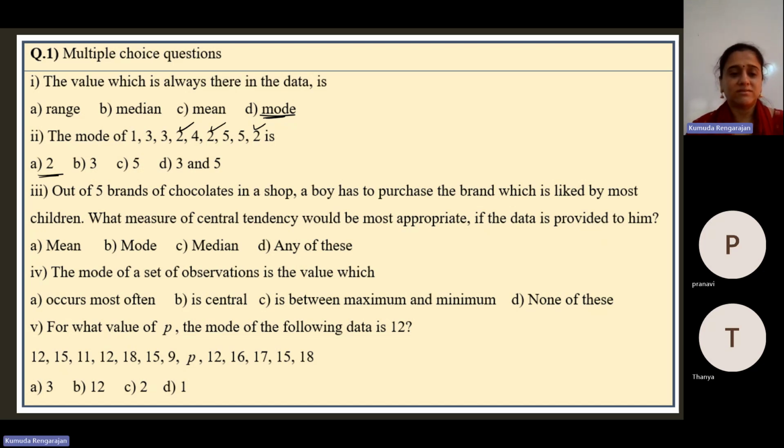So here, the measure of central tendency that will be most appropriate is mode.